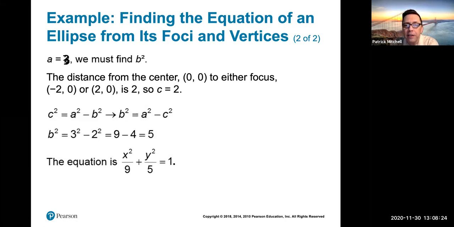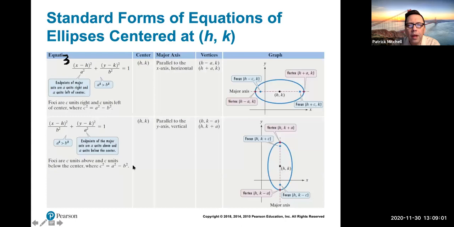The distance from the center, (0, 0), to either focus is 2, which means c equals 2. So now we're going to take our equation b squared equals a squared minus c squared and substitute 3 for a. See, they got it right here. And 2 for c, which gives us b squared is equal to 9 minus 4, which is 5. All right, so replacing b squared with 5, you get that the equation is x squared over 9 plus y squared over 5 equals 1. All right, let's get rid of that.